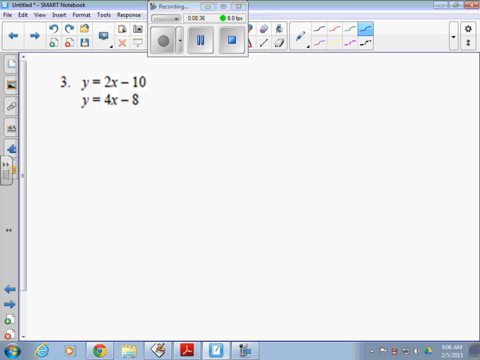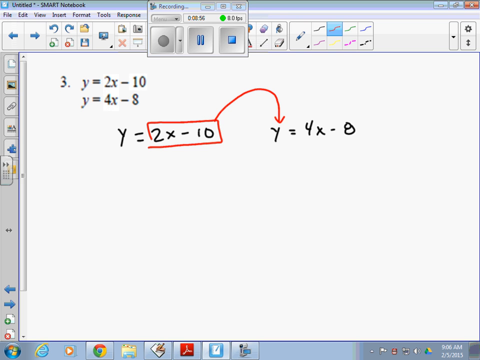The same thing with number 3. y equals 2x minus 10. y equals 4x minus 8. Use the substitution method. It's much easier to write them side by side. y equals 2x minus 10. y equals 4x minus 8. This is what y is equal to, 2 times x minus 10. So in place of y, plug it in. 2x minus 10 equals 4x minus 8.